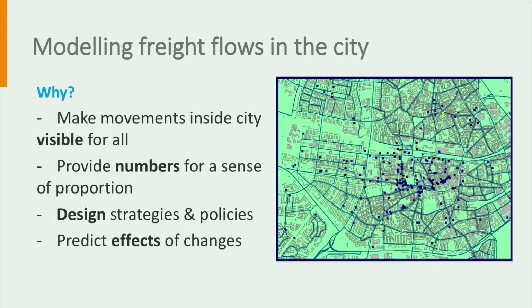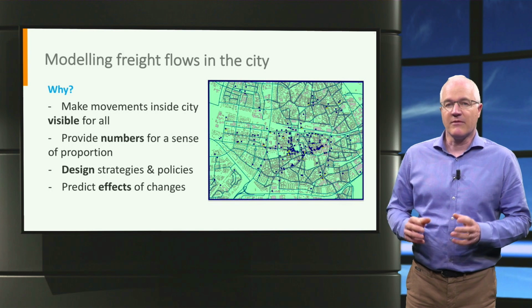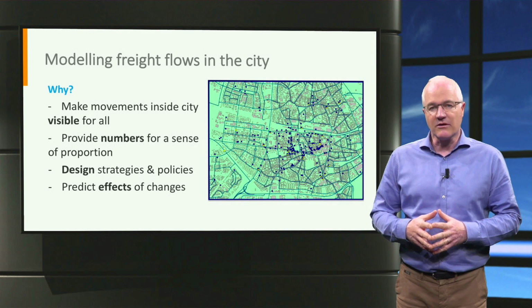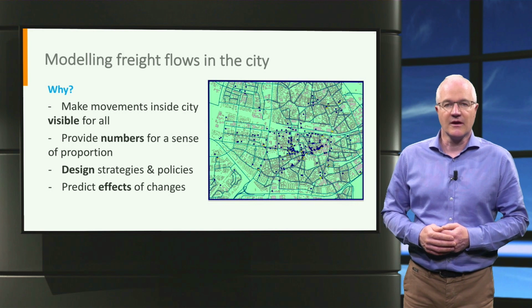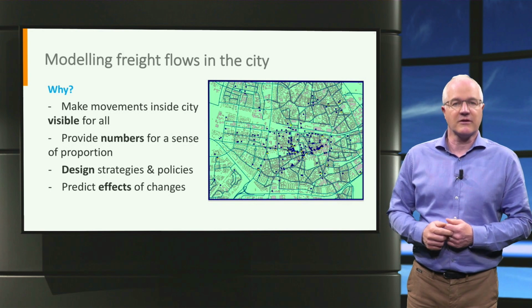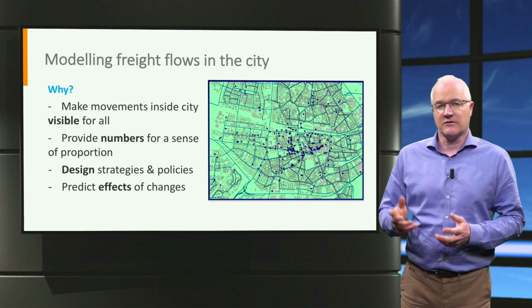So let's go. Part of the challenge of creating an efficient city logistics system relates to our ability to analyze and predict freight movements in a systematic and credible way. Mathematical models and software allow us to make calculations, visualize movements and make predictions. Numbers are needed to back up policies with hard evidence.